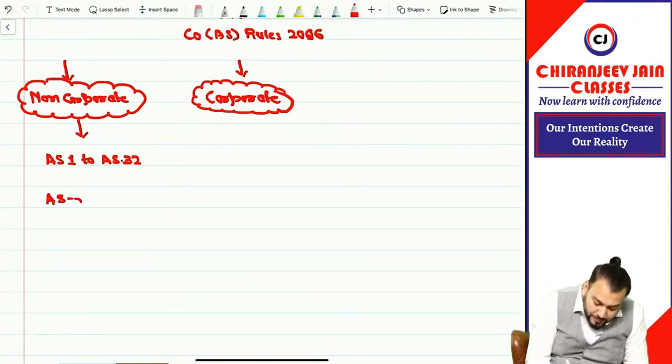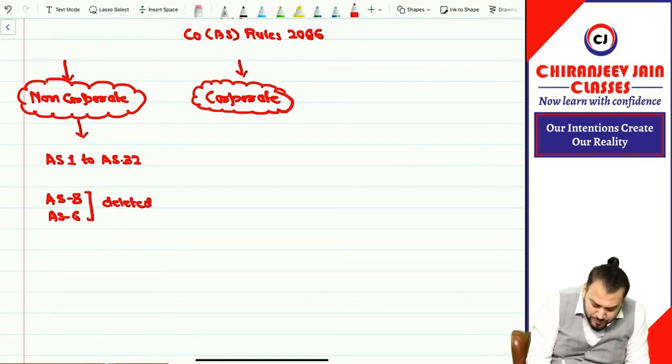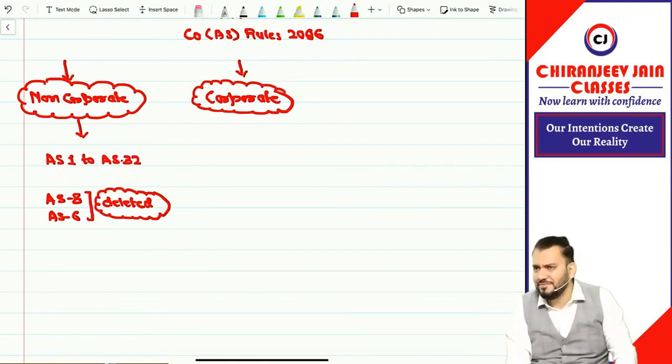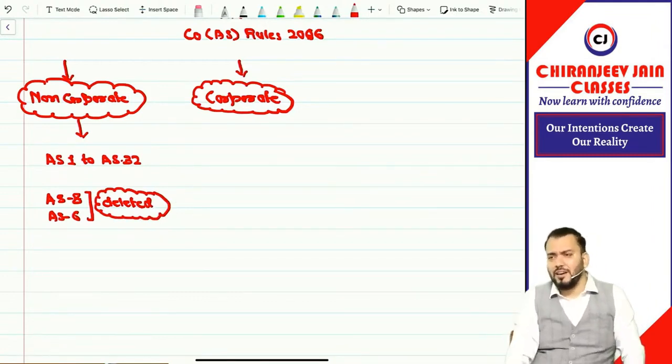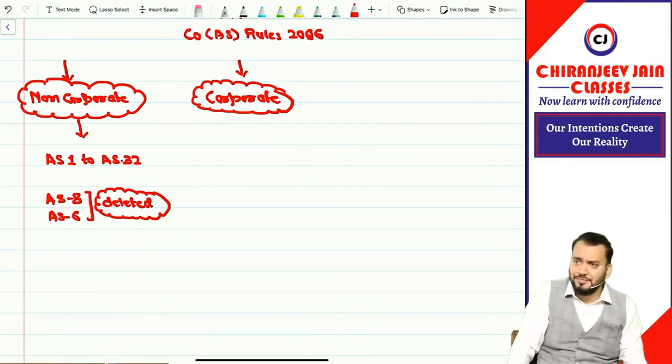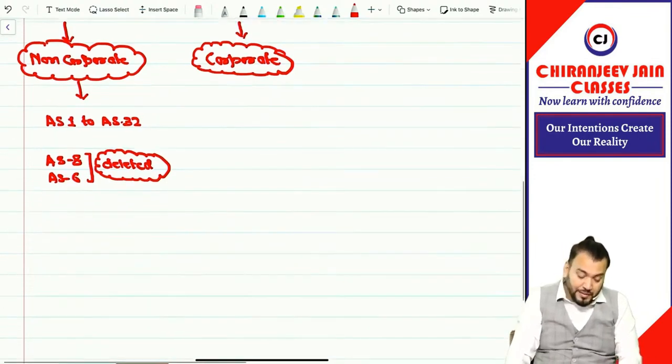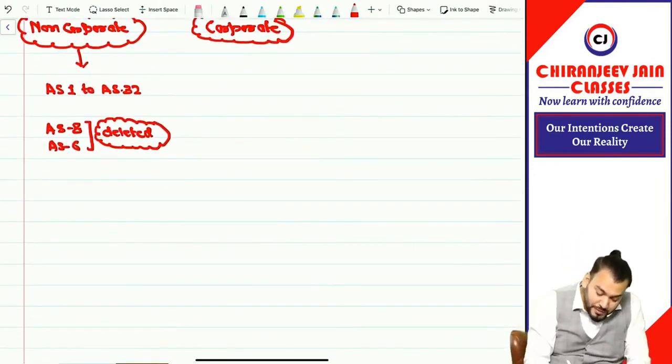Out of which AS8 and AS6 have been deleted. Deleted means no more. Correct. Now it has been deleted. Why it has been deleted, that I am not discussing. That is not required. Now deleted.